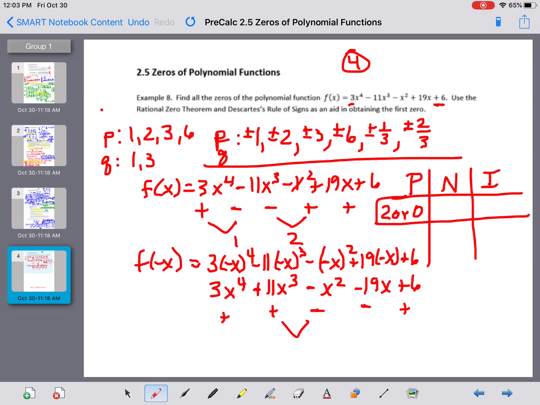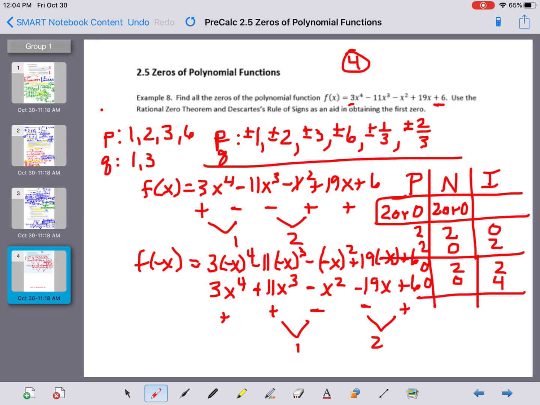So I started positive, I went to negative, my first sign change, then from negative to positive, my second sign change. So the negatives are also 2 or 0. 2 is the first choice, and we subtract 2 and get down to 0. Let's list our possibilities. I could have 2 positives with 2 negatives, which means 0 imaginaries. I could have 2 positives with 0 negatives, which would mean 2 imaginaries. Now I could have 0 positives with 2 negatives, which would mean 2 imaginary. Or I could have 0 positives with 0 negatives and 4 imaginary.